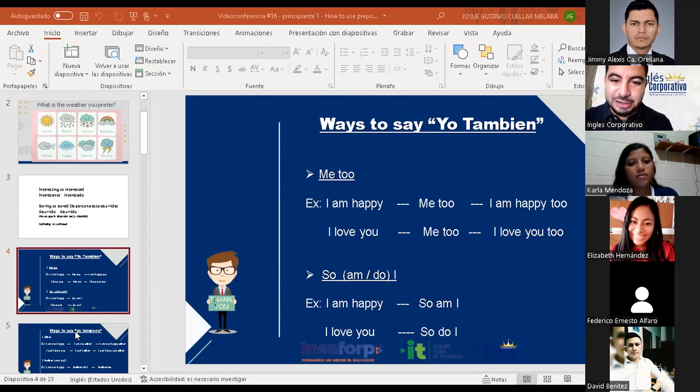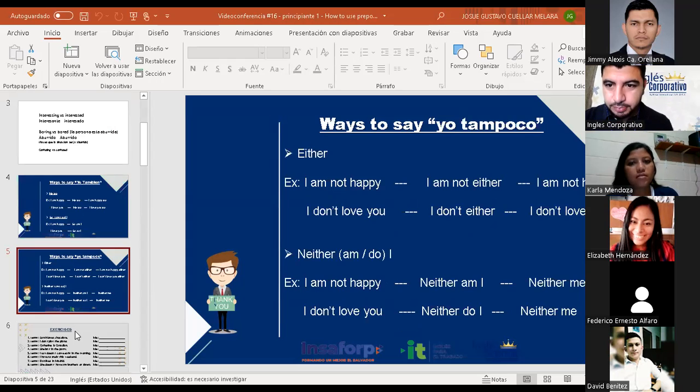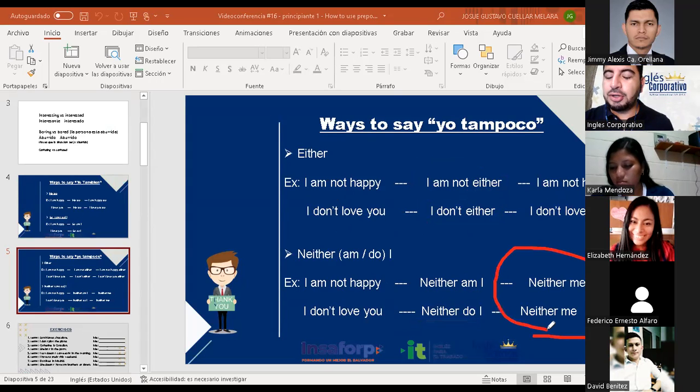Ahora, para decir yo tampoco, podemos utilizar el either o podemos utilizar el neither, ¿verdad? Entonces podemos decir fácilmente, I don't either, o I am not either. O podemos decir, neither am I, neither do I. O si no se quieren complicar, solo dicen neither me. ¿Ok? So we are clear on this. Ya tenemos claro esto porque tenemos ciertas oraciones que vamos a completar.